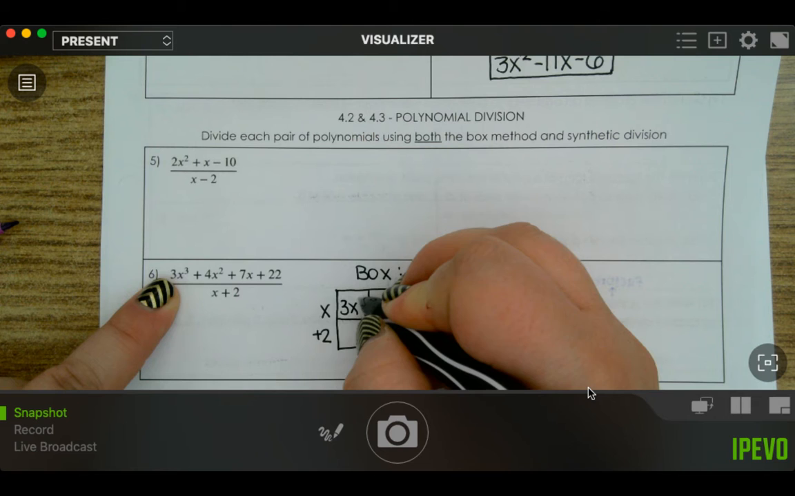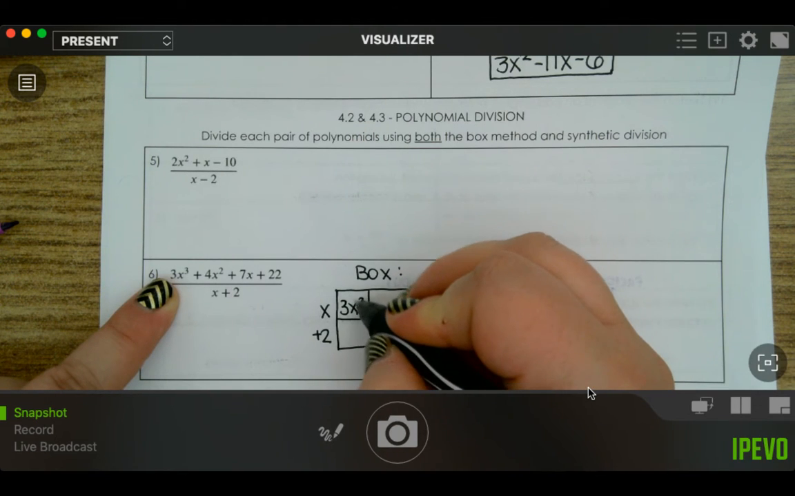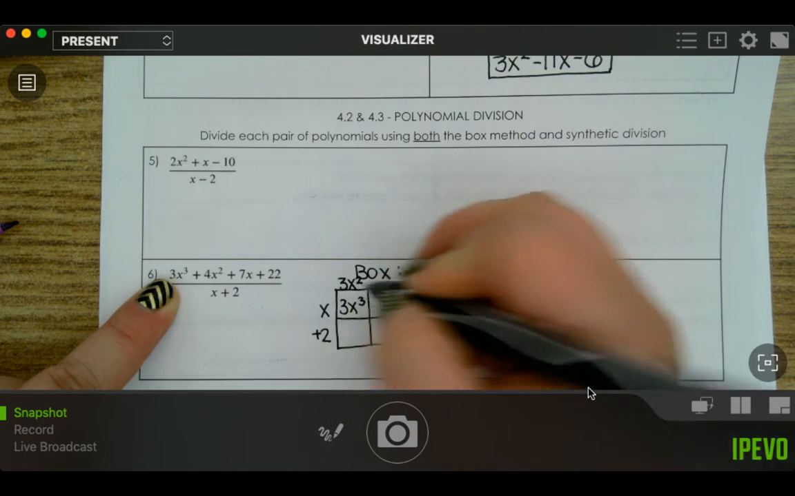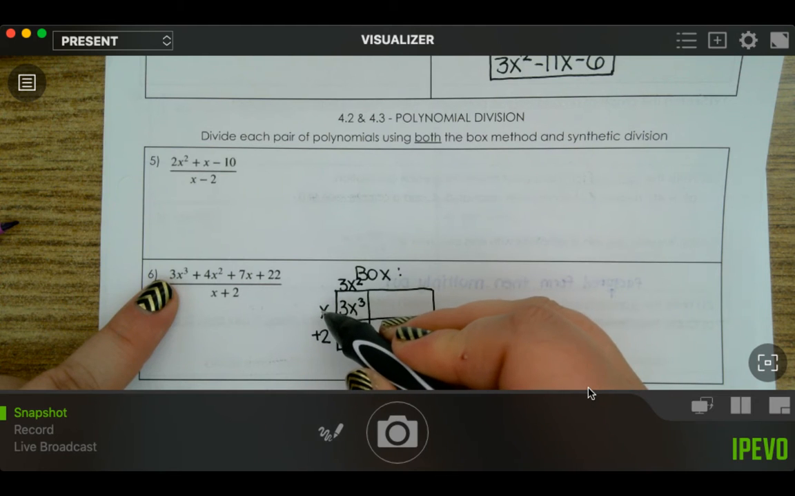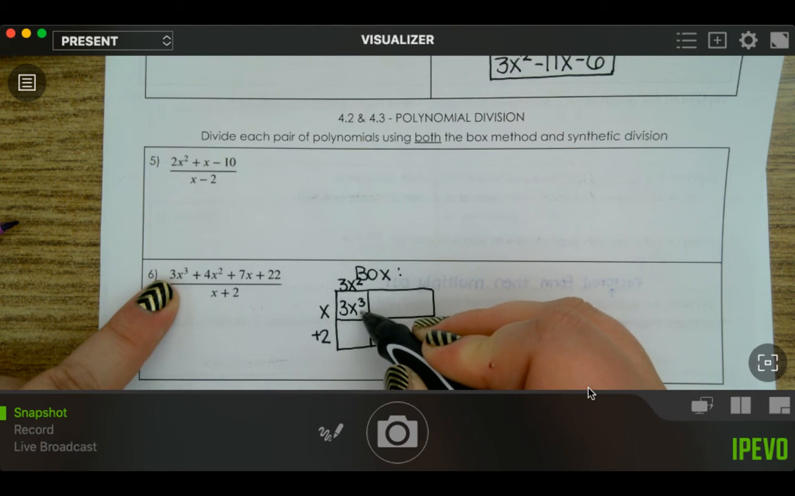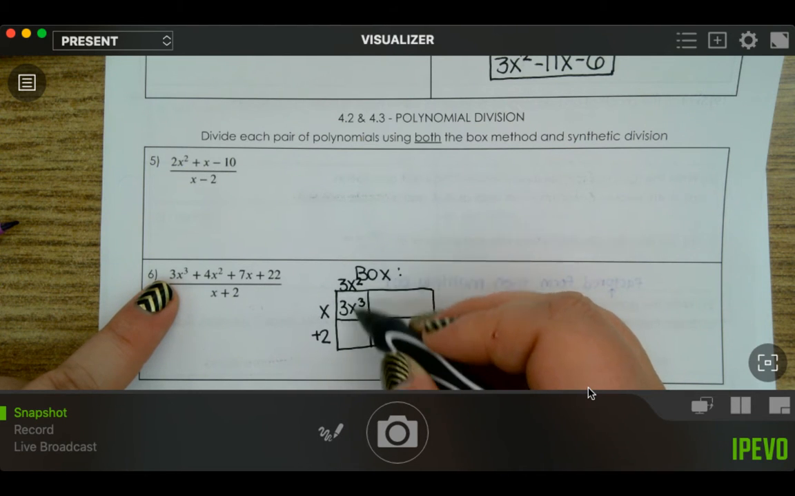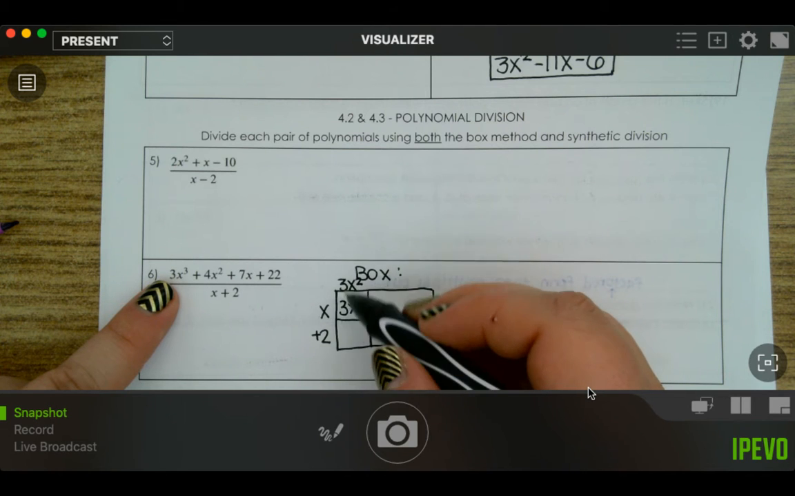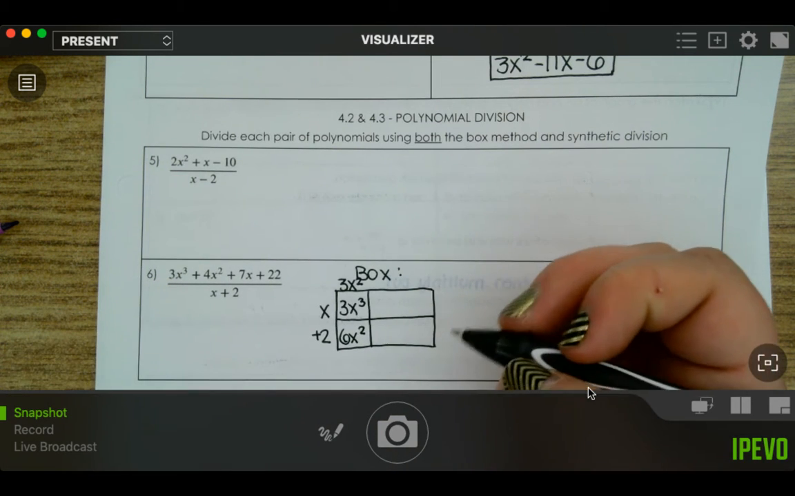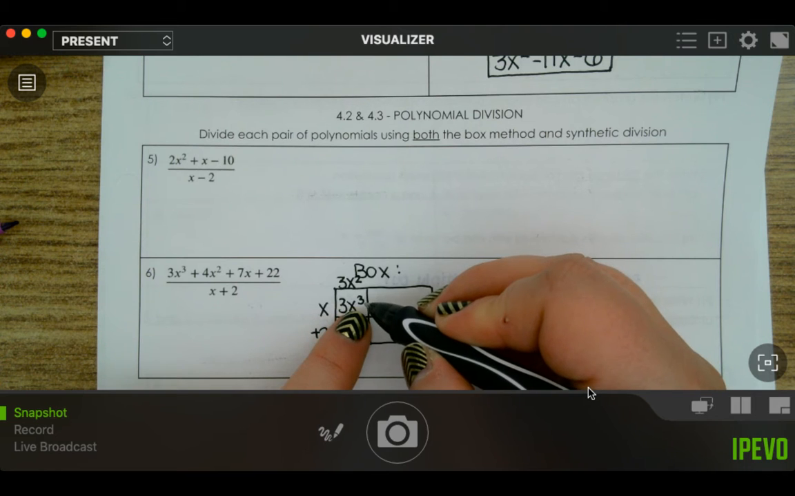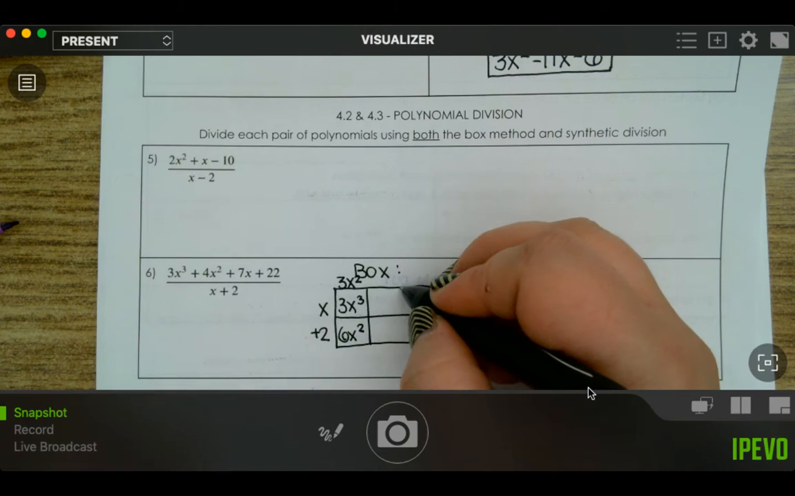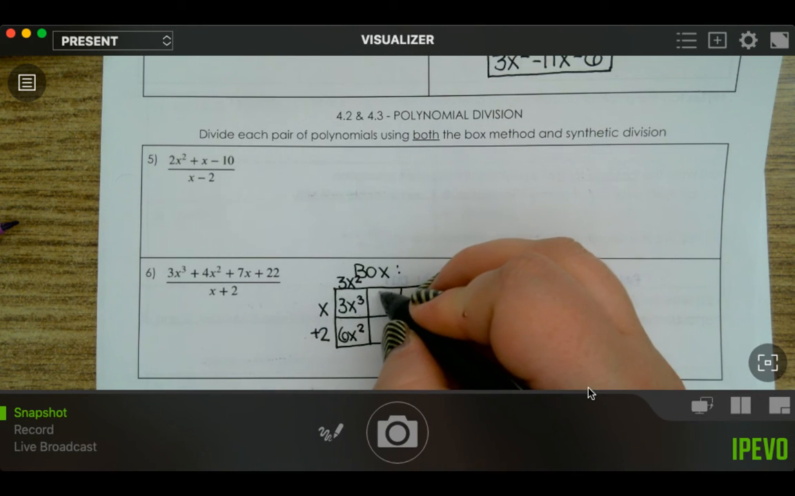So 3x cubed. And basically what you're going to do is 3x cubed divided by x, which is just 3x squared. Or you're asking yourself, what do I multiply this by to get this? Well, it needs the 3 in front, and then to get from x to x cubed, you need an x squared. And then you multiply this the rest of the way down. So 3x squared times 2 is 6x squared. How the box works is every box inside has to be these two multiplied together, and these two multiplied together. Then, to move on to the next column, you need to check the diagonal.